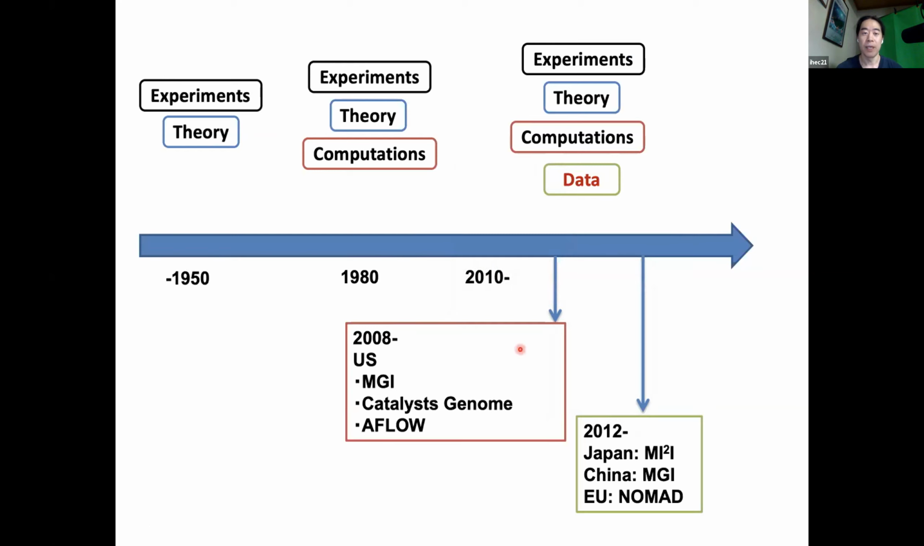If you look at the history of catalyst science, or science in general, up to the 1950s, people were doing experiment and theory. In the 1980s, computational science came out, in which density functional theory took a major role. Since then, most people do DFT work, and it's quite a powerful tool to understand the mechanism of materials.